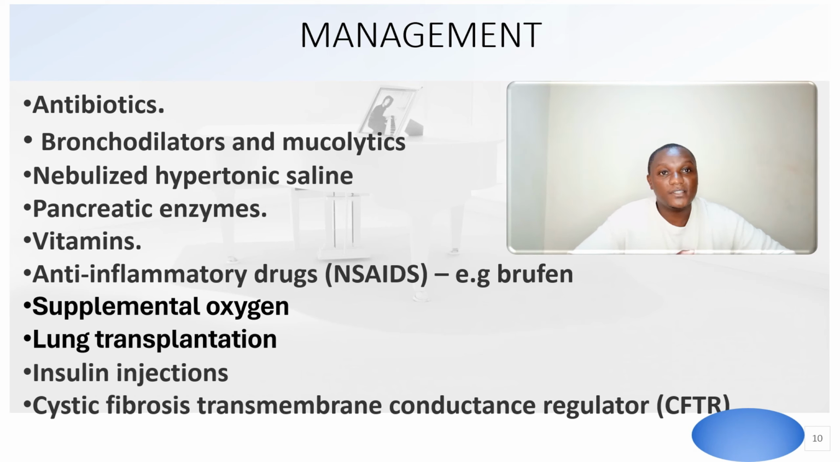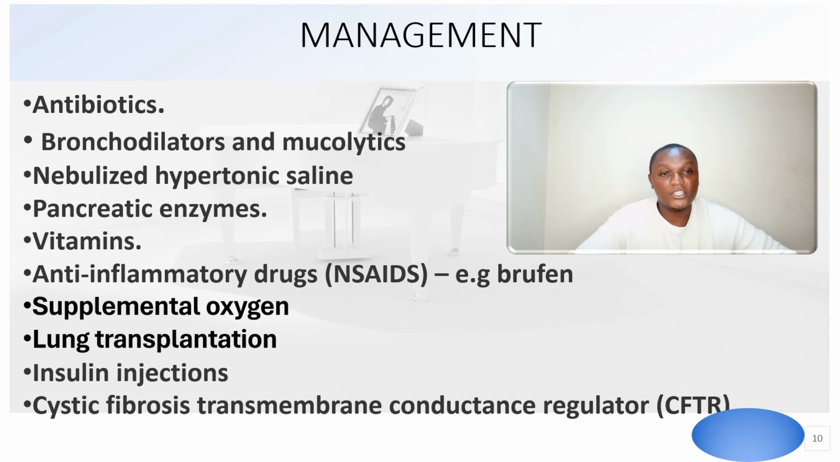This condition affects the pancreas and they are unable to produce or secrete these digestive juices. So you need to give supplemental pancreatic enzyme therapy, and this is given just before you take the meals and snacks. Vitamins, very important. Also, the patient can be on long-term anti-inflammatory therapy such as NSAIDs. For example, we have Brufen, supplemental oxygen when they are now having difficulty in breathing.